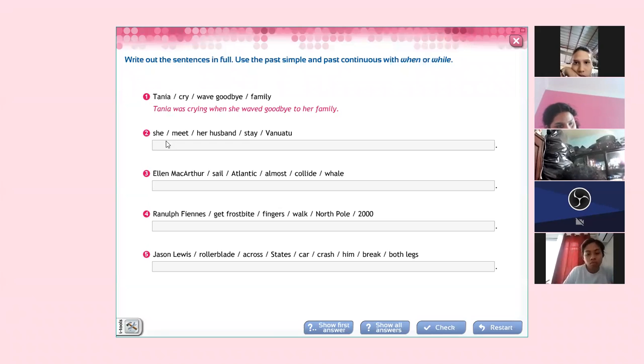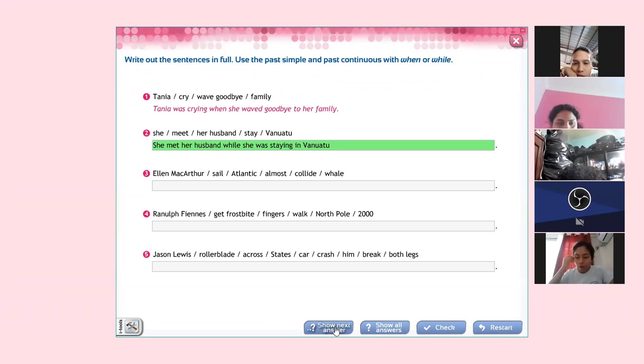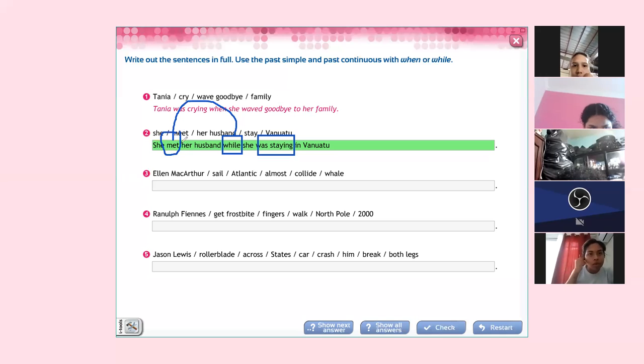Pamela, number 2. She met her husband while she was studying in Vanuatu. Very good. Remember, while connects the progressive tense. And everything that is before that is going to be in simple past tense. Continue with the number 3, Pamela.